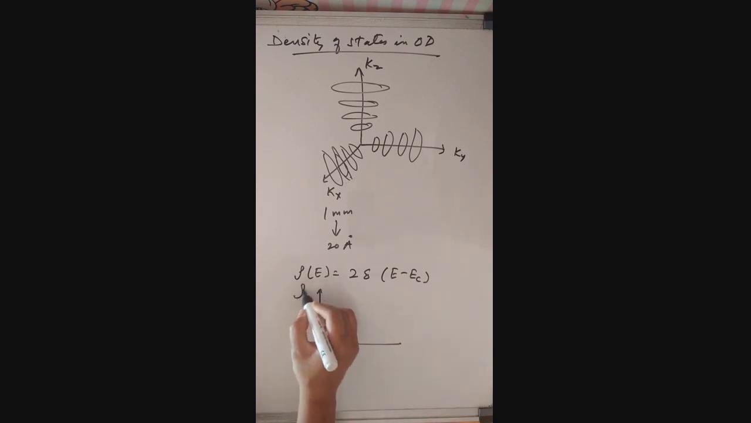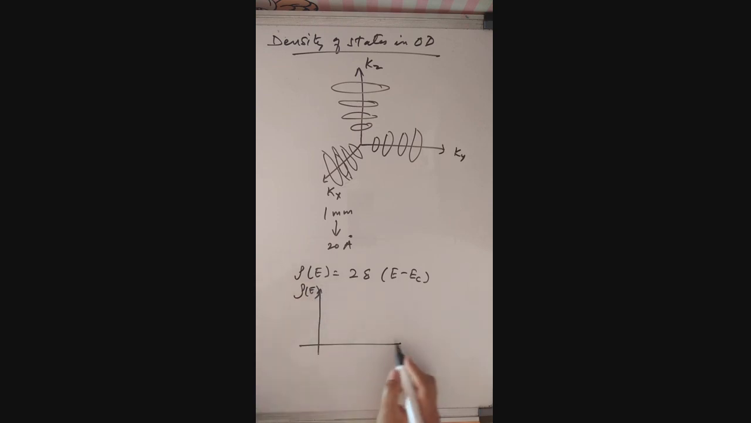We'll simply plot it like this. This is your rho E here, and this will simply be a line like this. This shows that the electron can take only a particular value of energy. It cannot go here. There is no density of states available here. It can take only some particular values inside that box in which it is trapped. So here we finish our density of states in 0D.